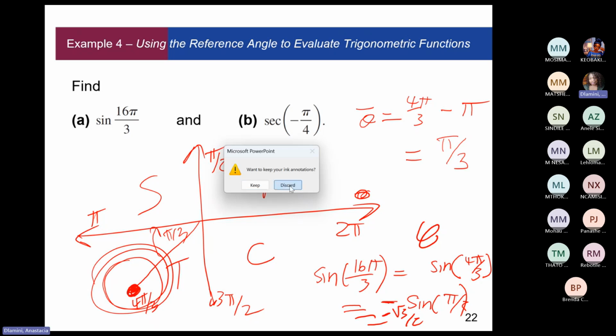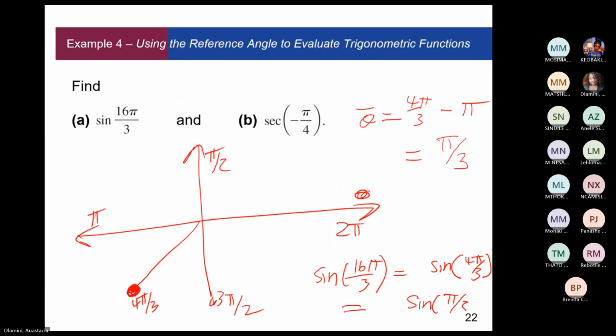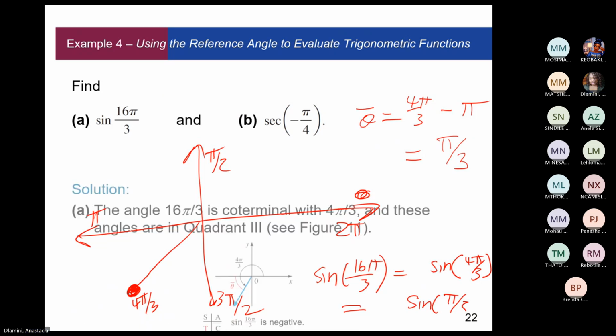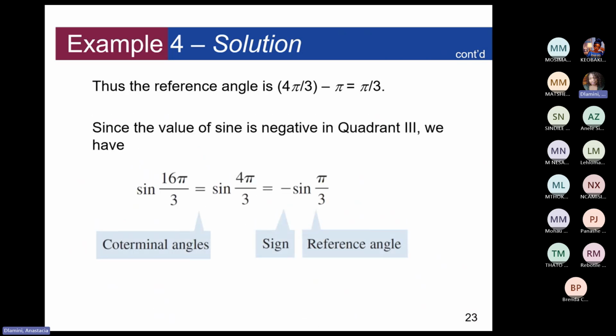So we go back and let's see the answer. Ooh, we are moving. Ooh, this is so good. Since the value of sine is negative in the third quadrant. You see, when you understand your work, the movement is smooth, very smooth.